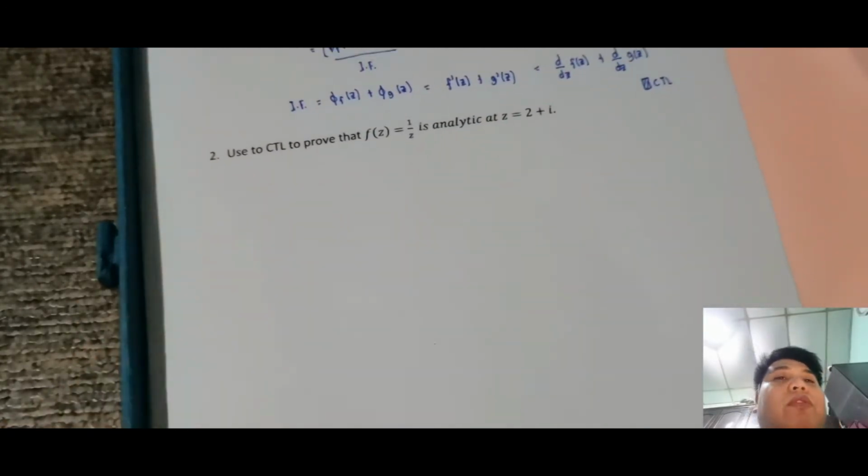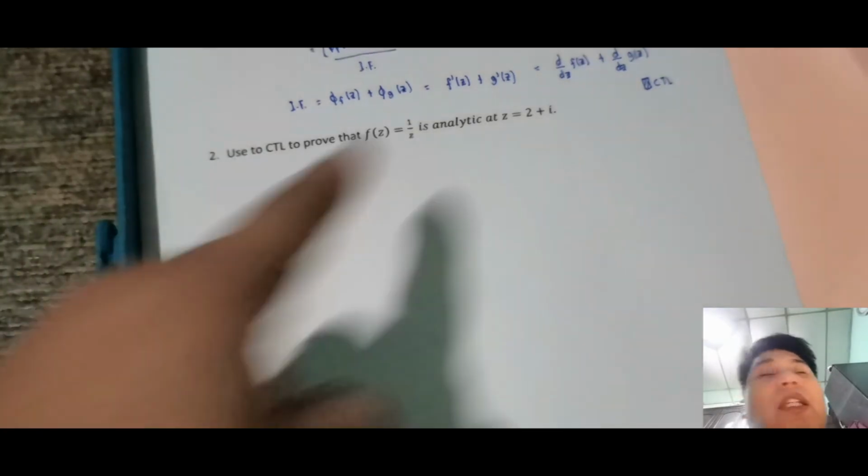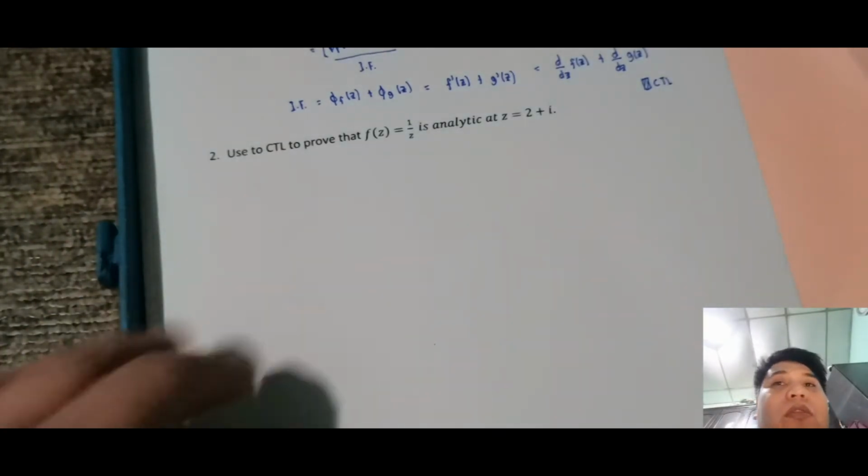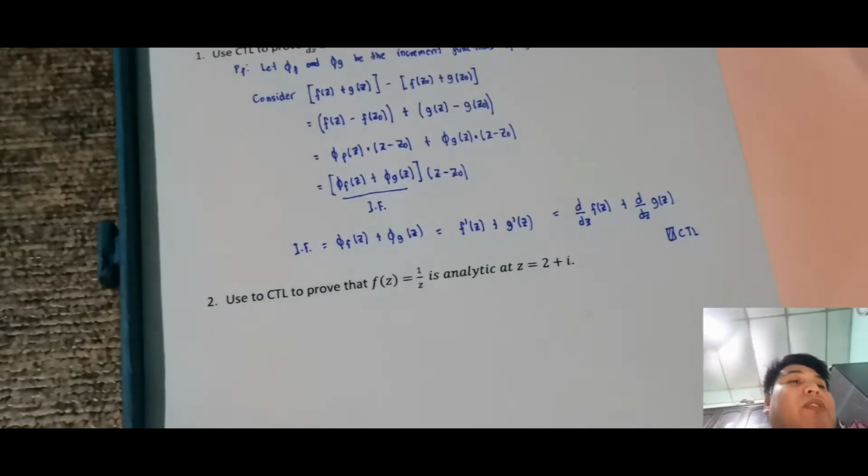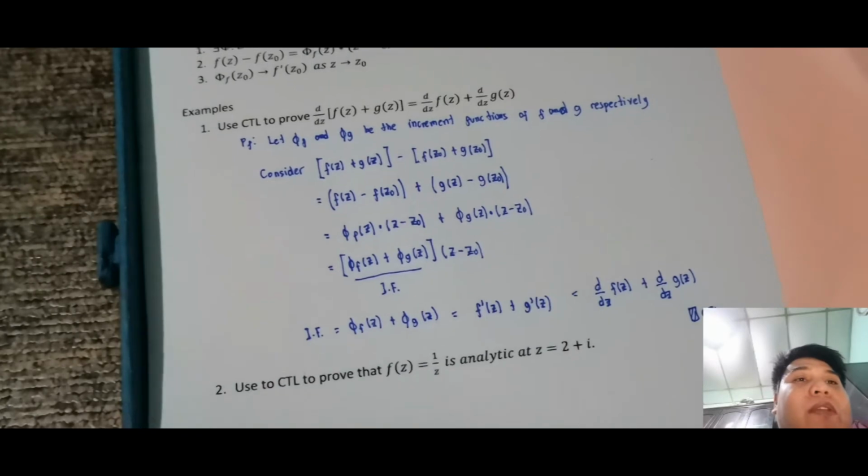Okay, so use CTL to prove that F of Z is equal to 1 over Z is analytic at Z is equal to 2 plus I. So, ang technique dito, yung Z naught kasi dati is dito is 2 plus I. Okay, so nakakalito kasi kung maghahanap ka ng Z minus 2 plus I. Kasi yun ang goal eh. Kailangan makakita ka ng Z minus 2 plus I.